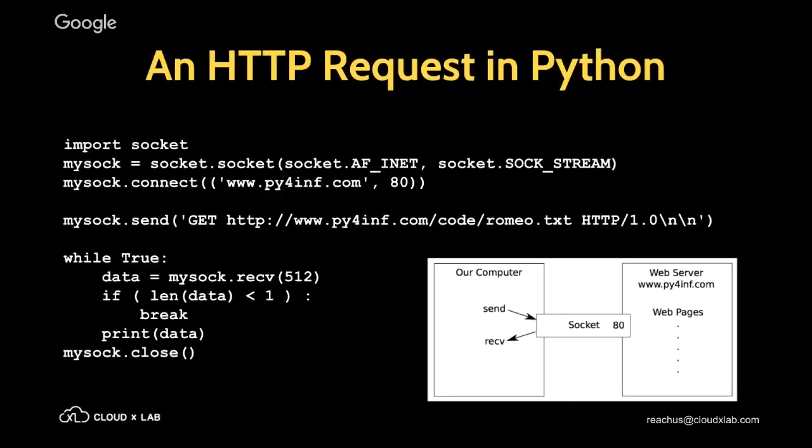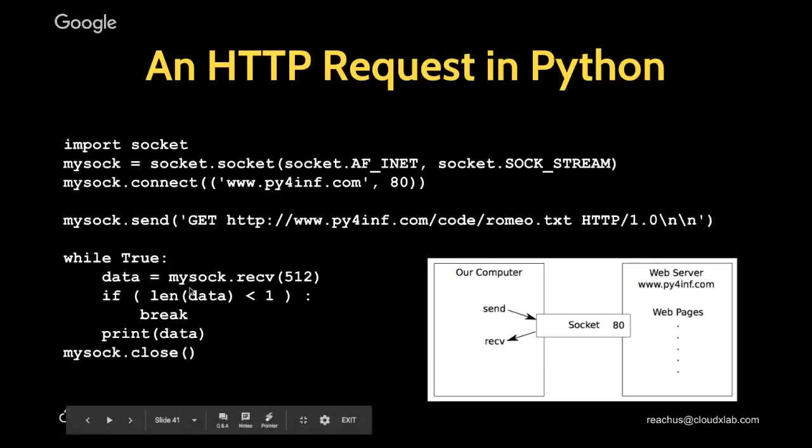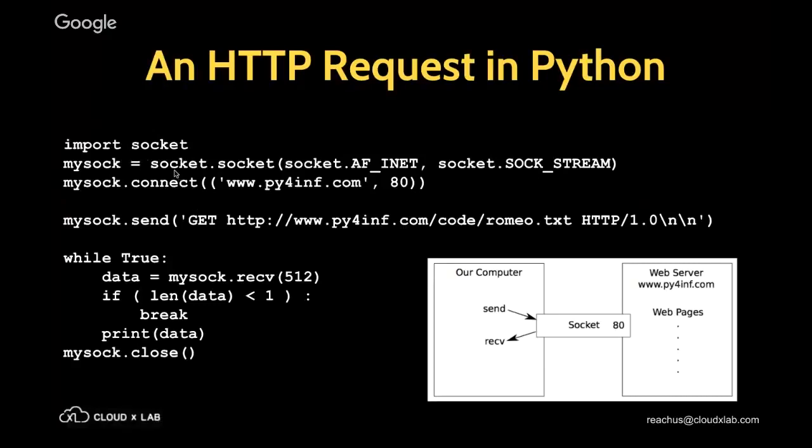Now, let's try to understand what an HTTP request means in Python. The first step that we do is we say import socket. And then we say socket.socket, and we provide the protocol name and the kind of stream that we want. And then we say connect. Then we say send this particular command. We say get me this.